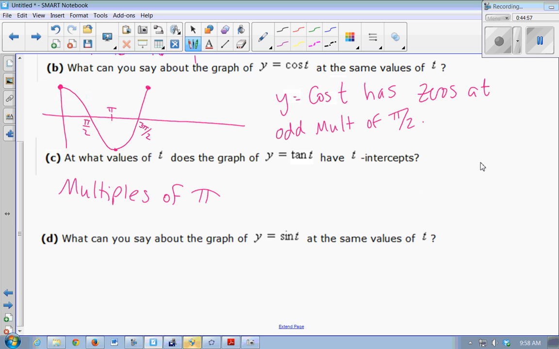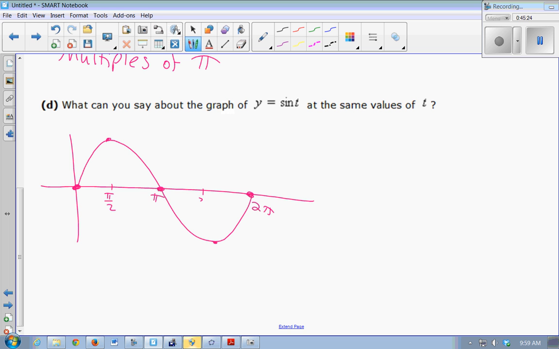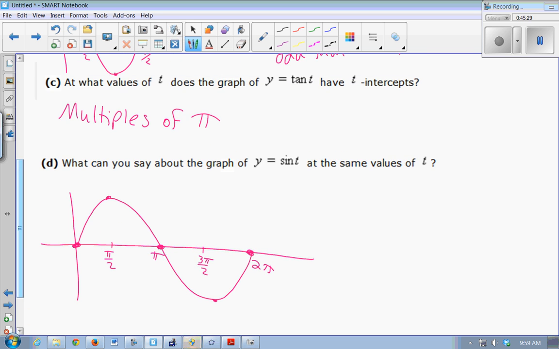Okay, so what can you say about the graph of sine t at multiples of pi? So let's sketch the graph of sine. It starts at its middle, finishes at its middle, its middle is halfway in between, and in between those it's got a high and a low. So it's 2 pi, pi, pi over 2, 3 pi over 2. Okay. So at multiples of pi, 0, pi, 2 pi, what happens to the sine function?